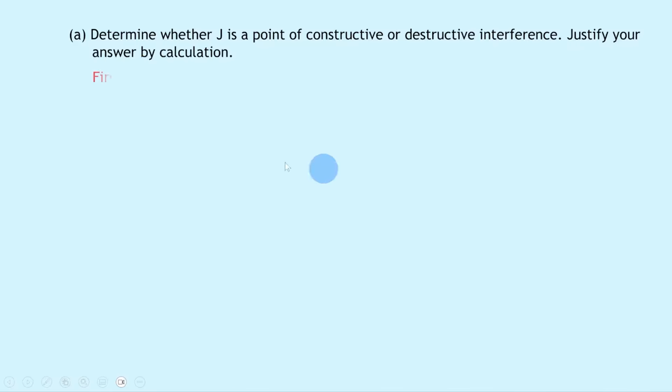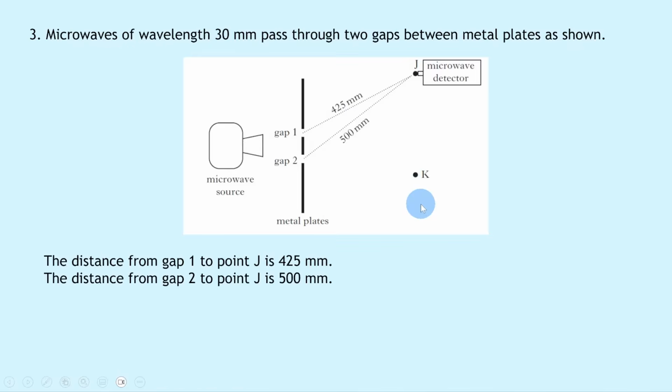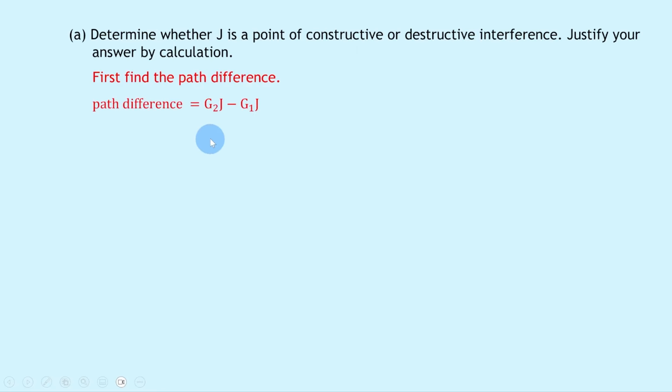Well, what we want to do here is first find the path difference. And looking at the picture, because the distance from gap 2 to J is bigger than the distance from gap 1 to J, I'm going to label the path difference G2J minus G1J, where G just stands for gap. So we could say the path difference is equal to G2J minus G1J, and subbing in the numbers from the question, we have 500 minus 425, which gives us 75mm for the path difference.